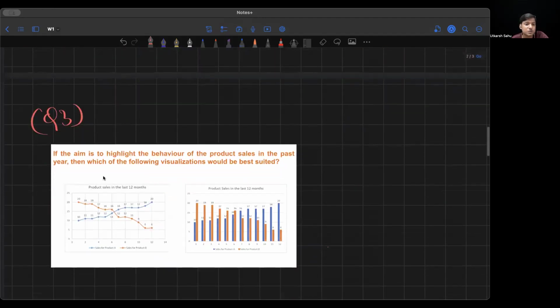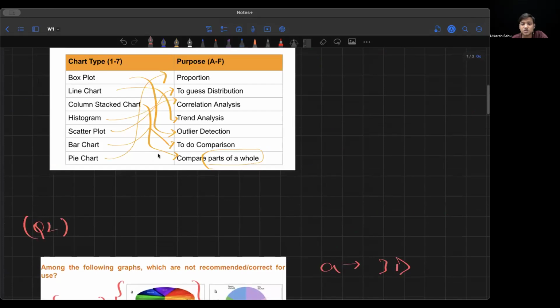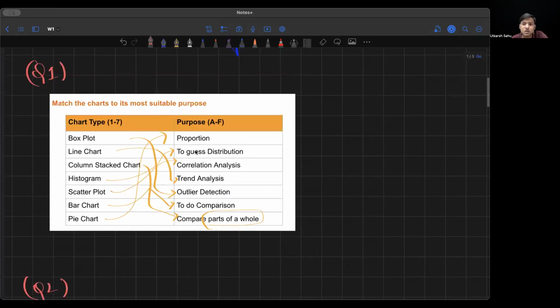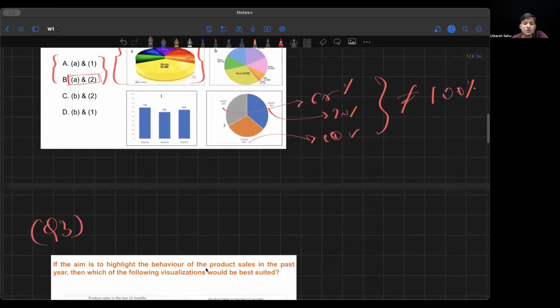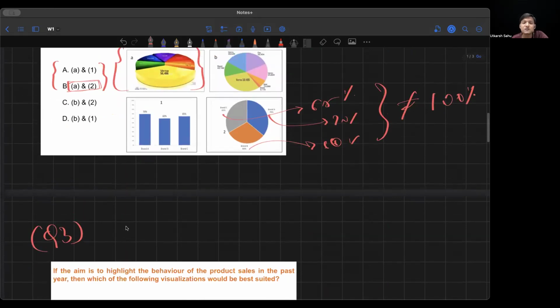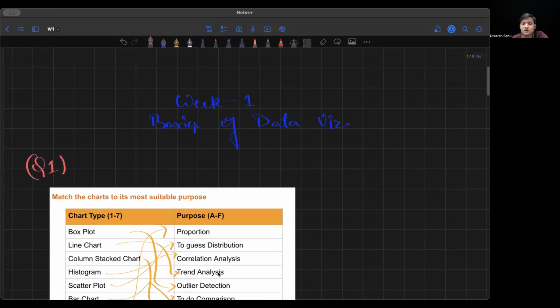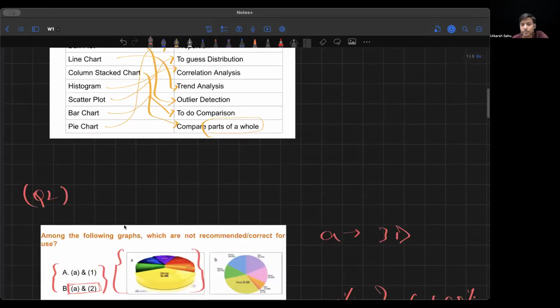Now let's see the next question, question 3. It says, if the aim is to highlight behavior of the product sales in the past year, then which of the following visualizations would be best suited? So if you go back to the first question, which we were seeing, which kind of purpose do you see being used in that question? We wanted to check behavior of the product sales in the past year. So basically, we are doing some kind of trend analysis. And for trend analysis, we use a line chart.